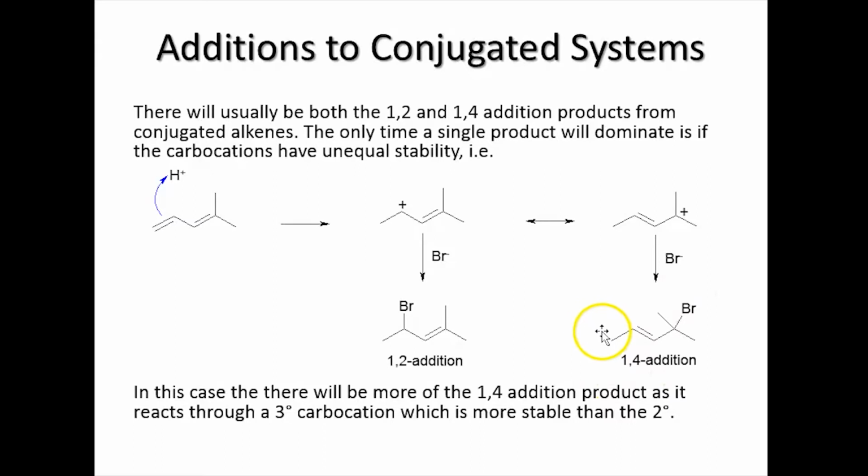So we can count. The hydrogen went on here. That's 1, 2, 3, 4. That's the 1,4 addition product. Now, if the carbocation stays in this position as a secondary carbocation, the bromide will attach right here. That's a 1,2 addition. Okay? 1, 2. That's a 1,2 addition. So in this case, there's going to be much more 1,4 because it reacts through a tertiary carbocation, which is more stable than a secondary carbocation.